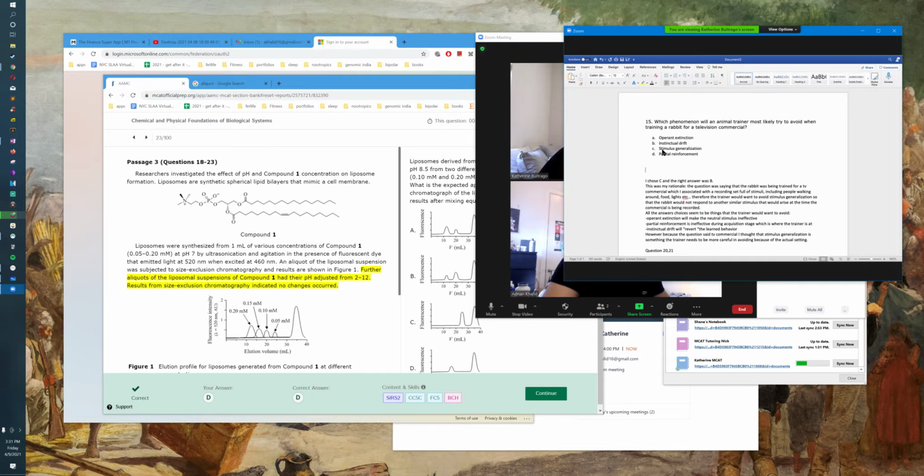So I was looking at A or B because those both involve things that you teach no longer being there. At least that's what I know about extinction. Maybe the operant part I was wrong on. He said operant extinction will make the neutral stimulus ineffective. Okay, I guess that's for neutral. So if it's neutral, it's not something that you teach.